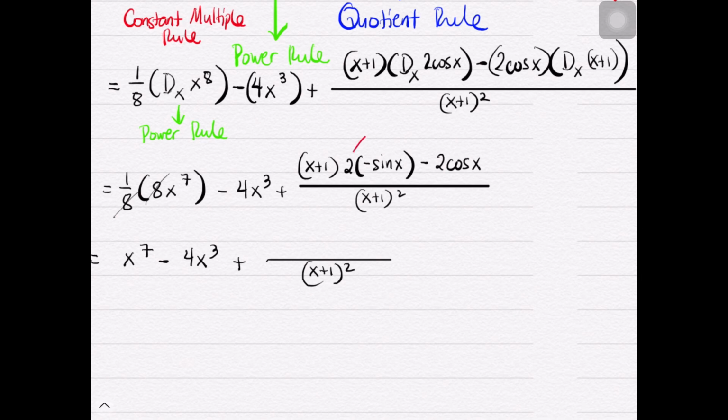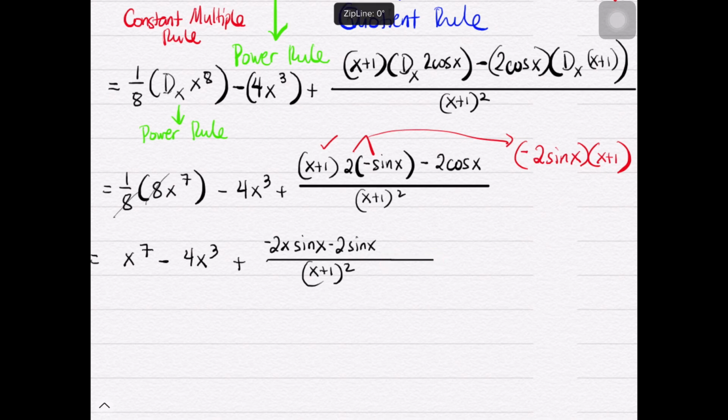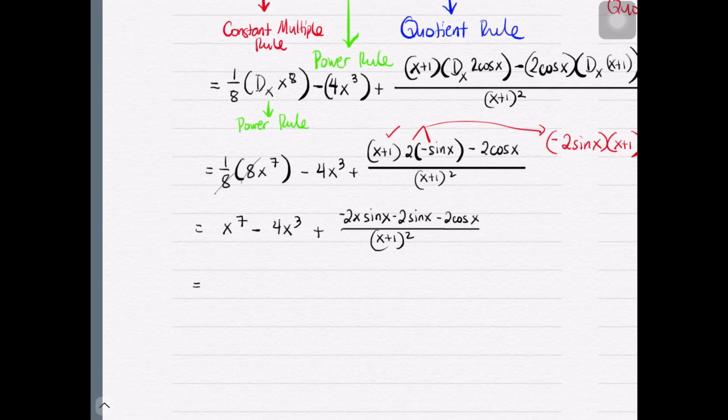Here, 2 times negative sine x is negative 2 sine x. Distributing this to our x plus 1, we have negative 2x sine x minus 2 sine x. Here, we may factor out negative 2.